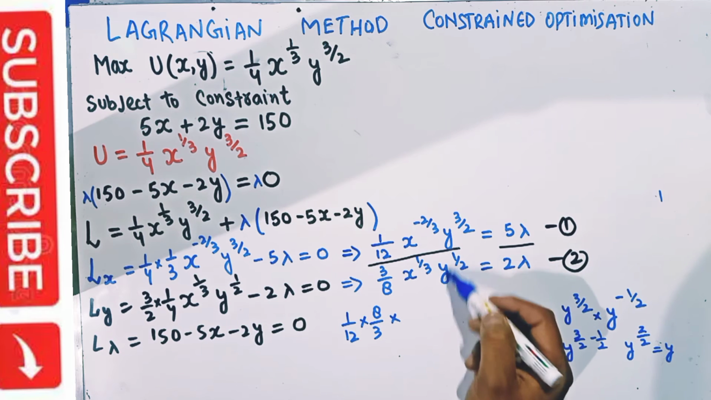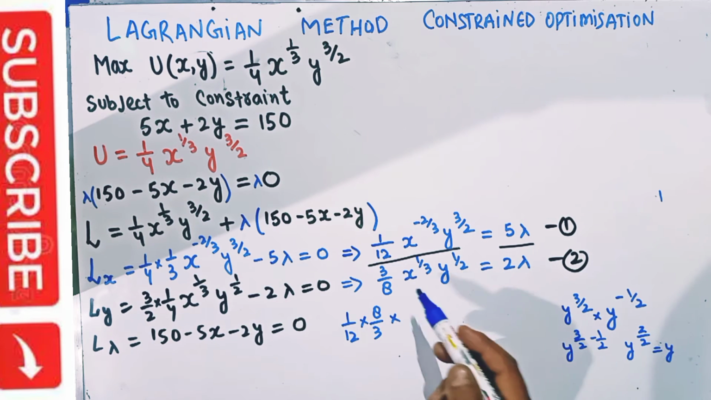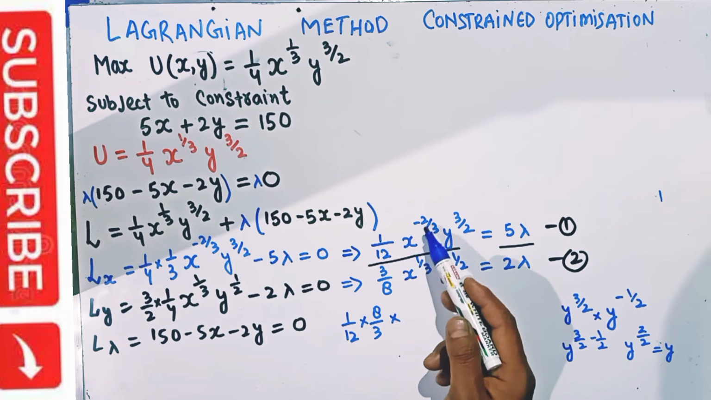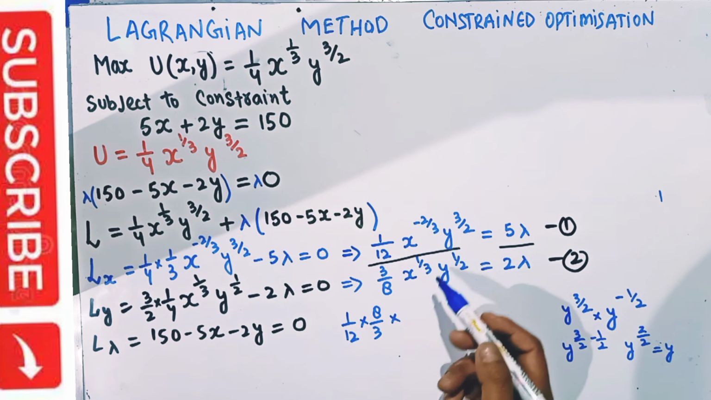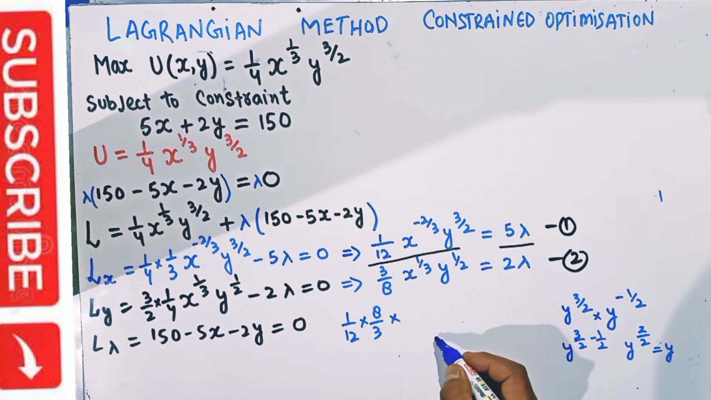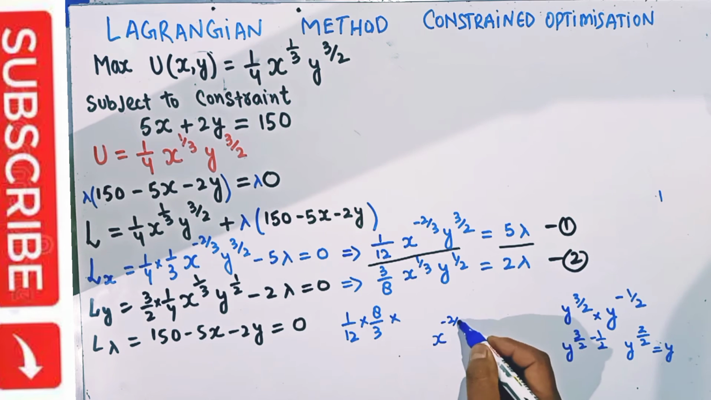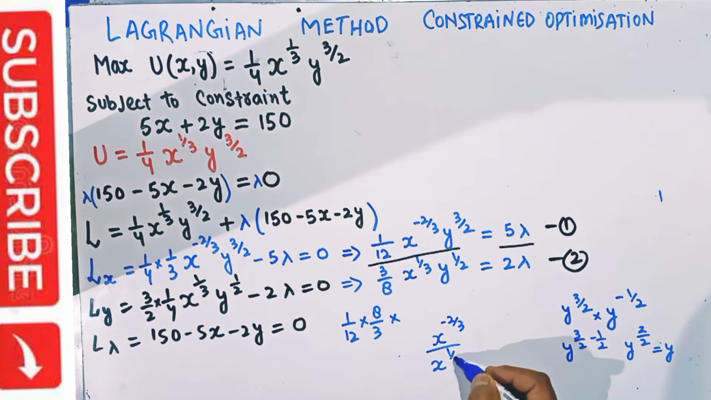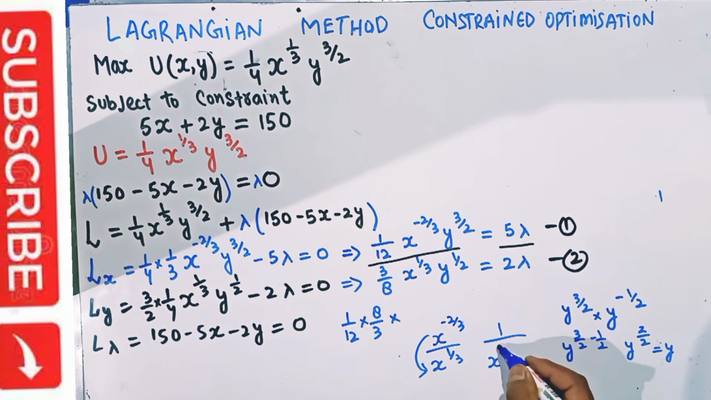Solving these two, we will get only y in the numerator. And similarly, if I transpose this x raised power minus 2 upon 3 to denominator, we have x raised power minus 2 upon 3 divided by x raised power 1 upon 3. If I transpose this to denominator, it will become 1 divided by x raised power 1 upon 3. Exponent sign will change, it will become x raised power plus 2 upon 3. Again we have same bases, we can add up the exponents and 1 upon 3 plus 2 upon 3 is 1, so we will get x in the denominator.